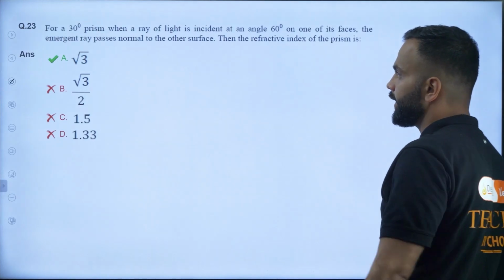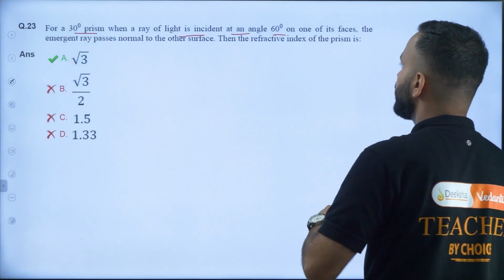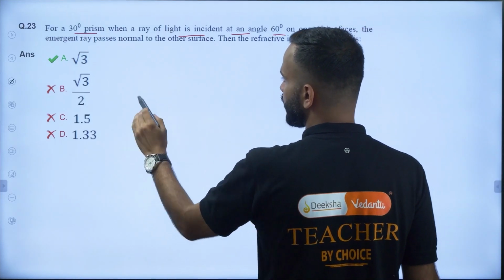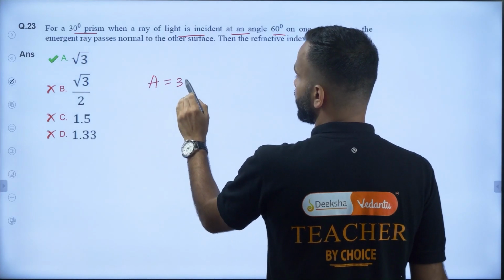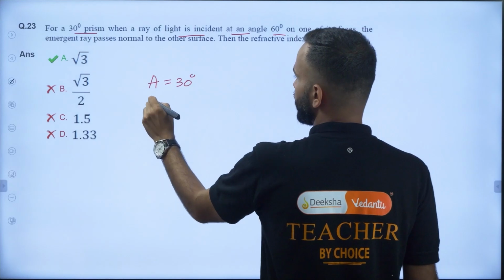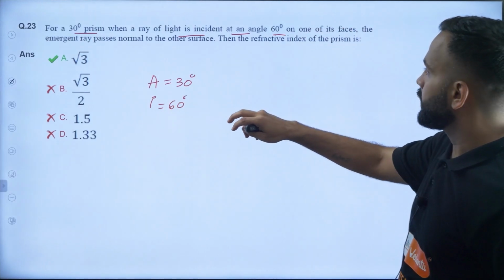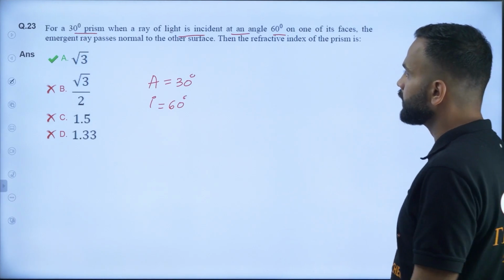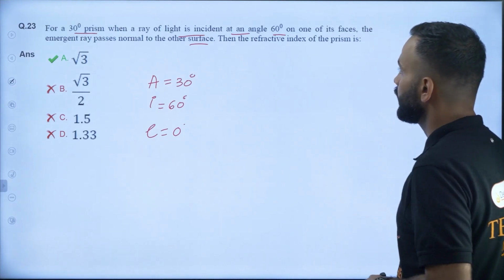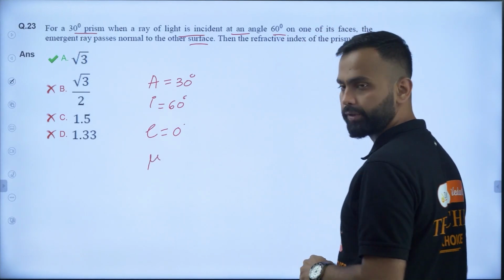Question number 23. For a 30 degree prism, a ray of light is incident at an angle of 60 degree on one of its faces. So the angle of prism is A equal to 30 degree, and the angle of incidence is I equal to 60 degree. The emergent ray passes normal to the surface, that is the angle of emergence is equal to 0 degree. Then the refractive index of the prism? We need to find the refractive index of the prism.